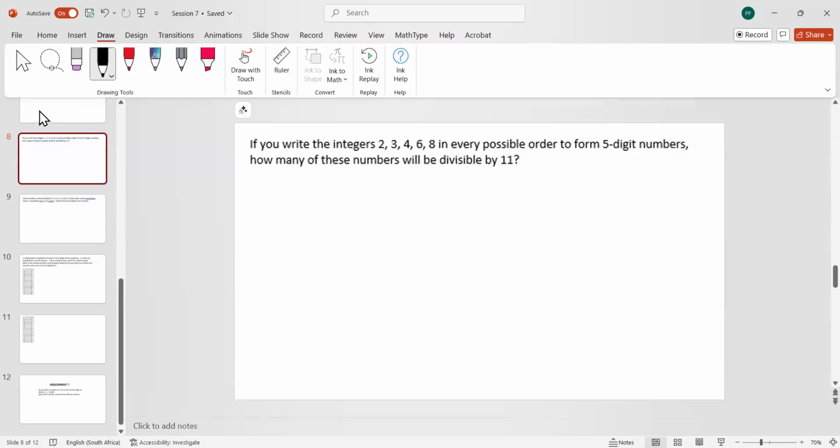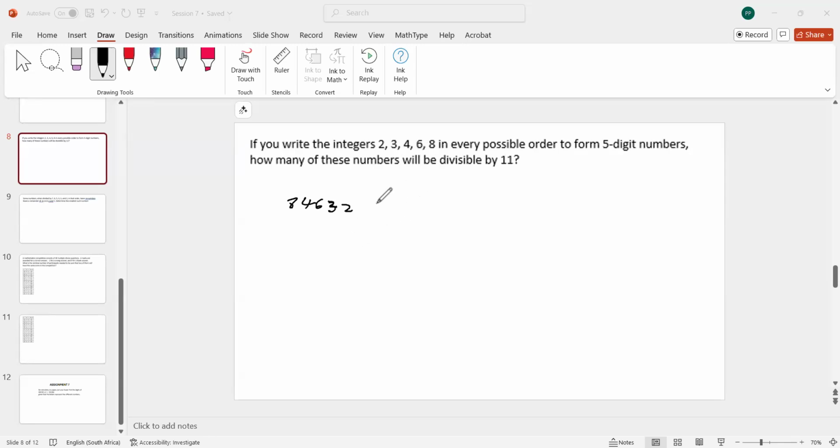Okay, so the next question is, if you write the integers 2, 3, 4, 6, 8 in every possible order to form 5-digit numbers, how many of these numbers will be divisible by 11? So now this problem here is involving divisibility by 11. So if I take, for instance, I write this to form a 5-digit number. Say I take, for example, 864, 862, no, 468, 84632. Okay. This is a 5-digit number.